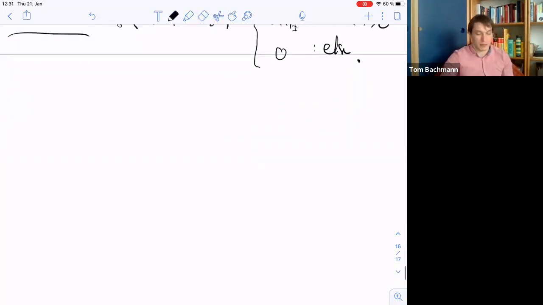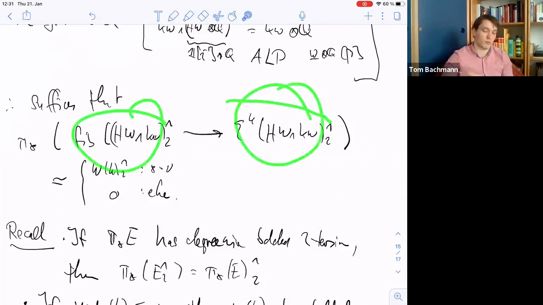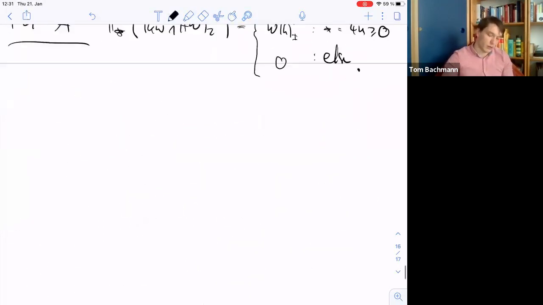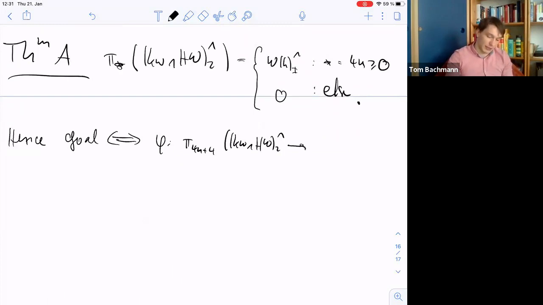All right. So now we can reformulate our goal, because the point was we had to compute these groups. We've done that in some sense. So we need to compute this map, and then we need to check that we get the correct thing. The goal will hold if and only if this map φ, what does it do? It goes from π_{4n+4} of this thing, I-adically completed, and then it maps to π_{4n} of the same thing.